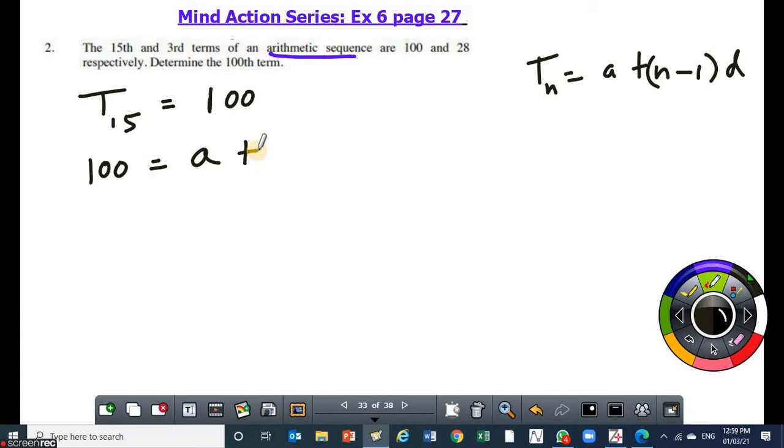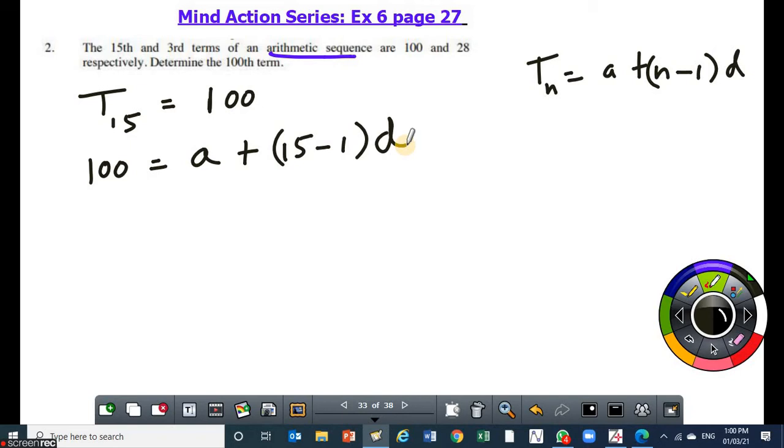Where there is n, since we have the 15th term, which is equal to 100, I'll put 15 there minus 1. Now, I don't know the common difference because I need to determine it later. So I'll multiply that by D. I'm using the general term. That's taught in grade 9.